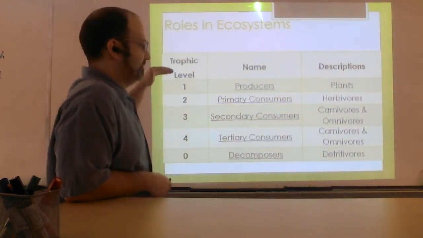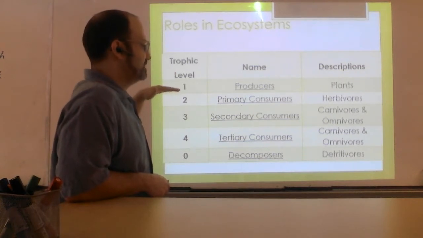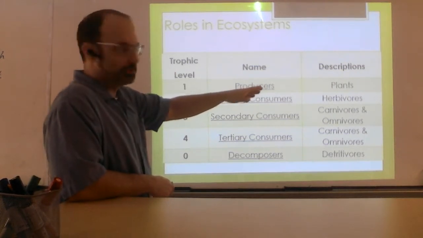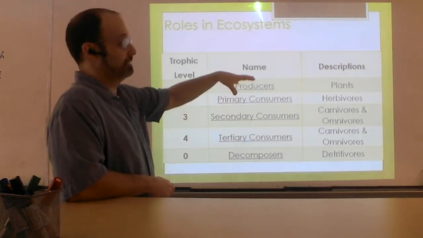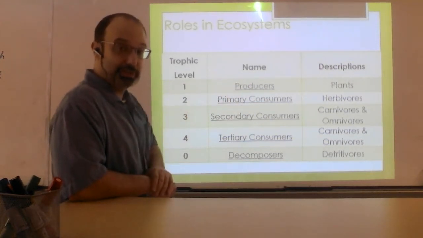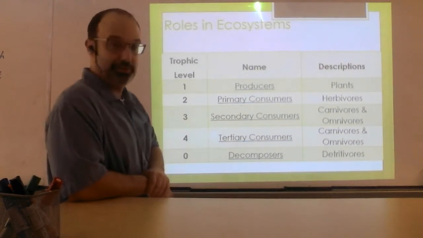Producers are in the first level. Primary consumers in the second level. That'd be like herbivores. Secondary consumers, like carnivores and omnivores, that eat the primary consumers are in the third level, and so on and so on and so on.